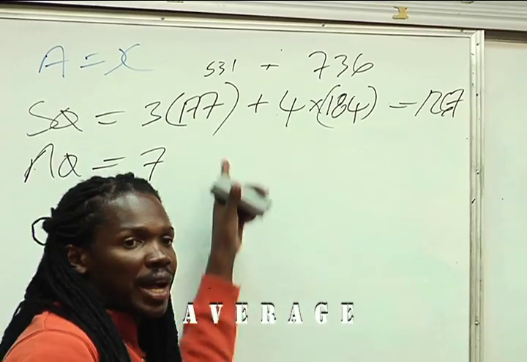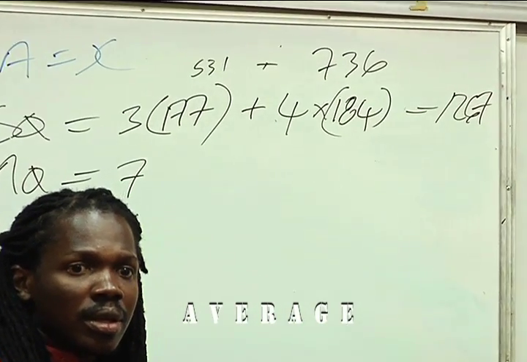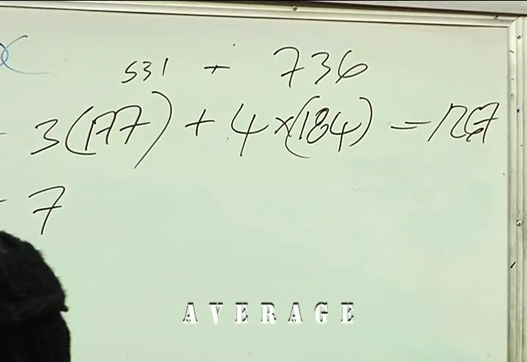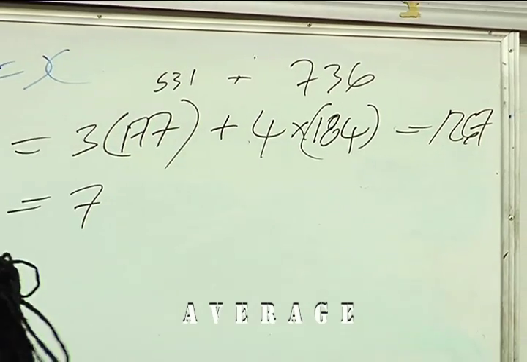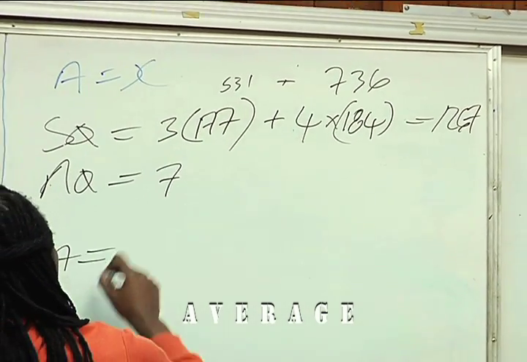Why do we multiply before we add? BODMAS: brackets, order, division, multiplication, addition, subtraction. So therefore, for our average, what's the formula for average?